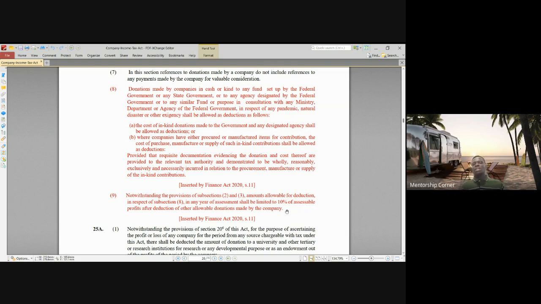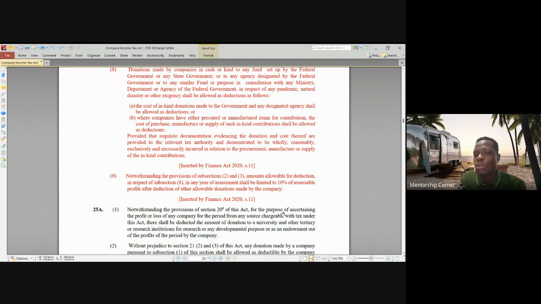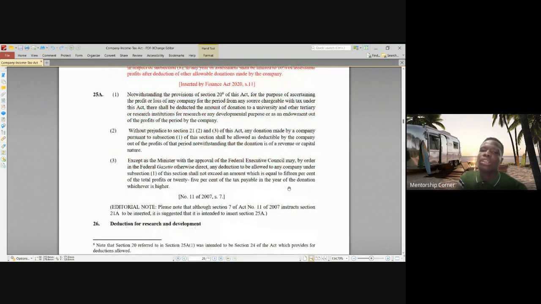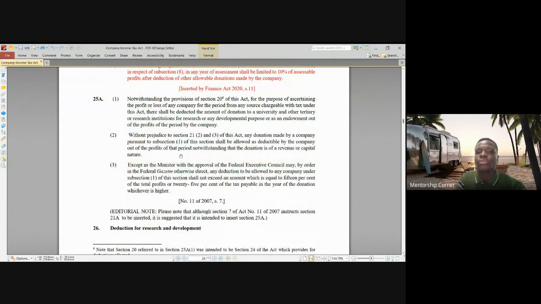So what he is simply saying there is that total donation in that instance that you made to, let's say, government in the case of natural disaster, pandemic, and the likes, shall be restricted to a maximum of 10% of the assessable profit after deducting every other donation that you have made. So what it simply means is that the government is also trying to safeguard its own income, despite the fact that you are saying you want to contribute to the government. So don't worry, as time goes by, you will understand some of these things more. When we start doing the practical session, I will have different scenarios to it, then we can all answer it together. So section 25A, these are still part of it.